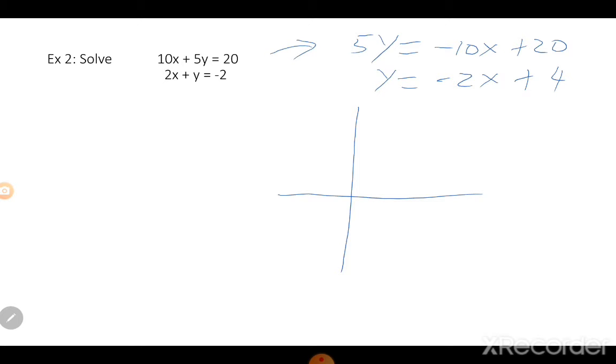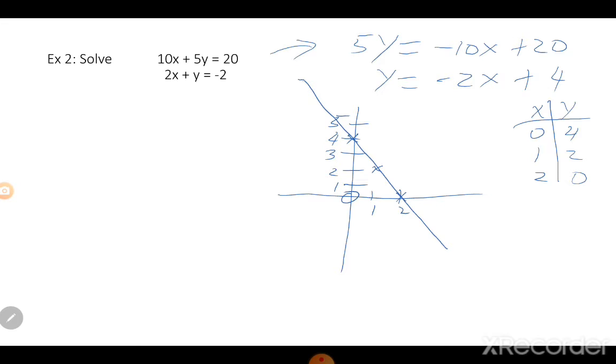So solving graphically, here, when x is 0, y is 4. When x is 1, y would be 2. When x is 2, y would be 0. So 0 is in the center, so (0, 4), (1, 2), and then (2, 0). So we have this line going this way.